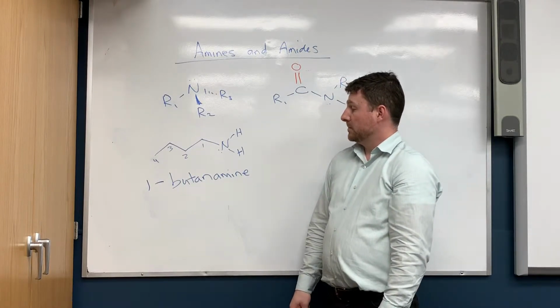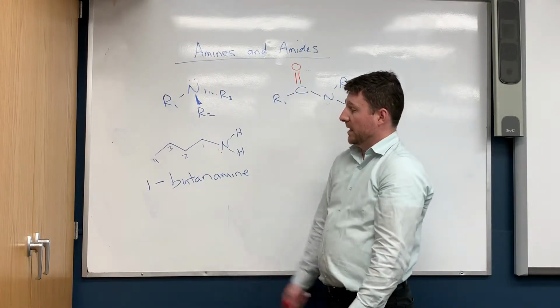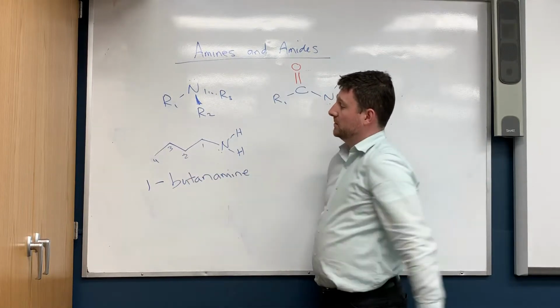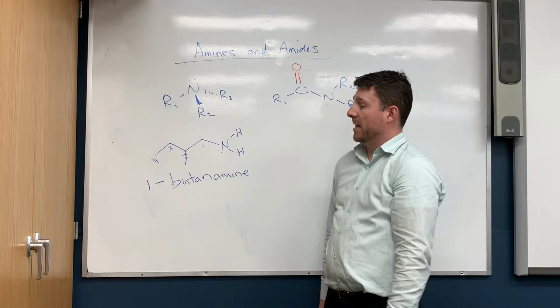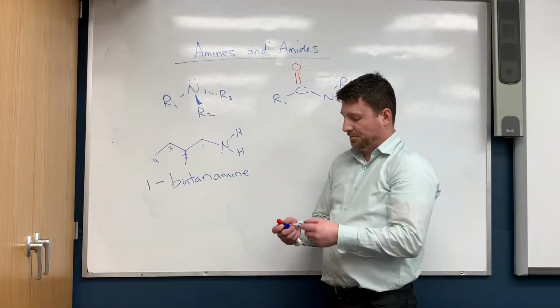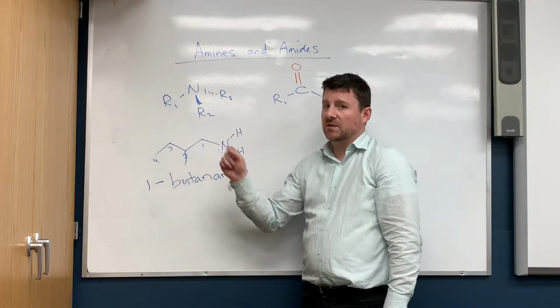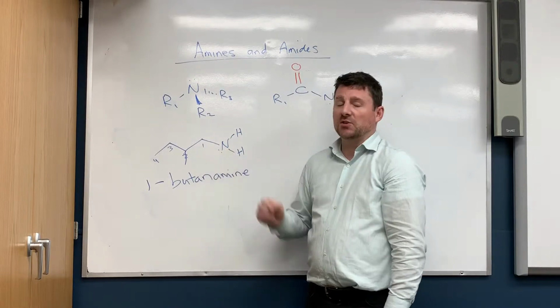And that's it. It's relatively simple. Once we've done that, if we want, we could put branches on it. So I could put a 2-methyl. If I put a methyl group there, it'd be 2-methyl-1-butanamine. And it's important to realize that when we're naming amines, only carbons get numbered. So we start numbering here with number 1. The nitrogen doesn't actually get a number.